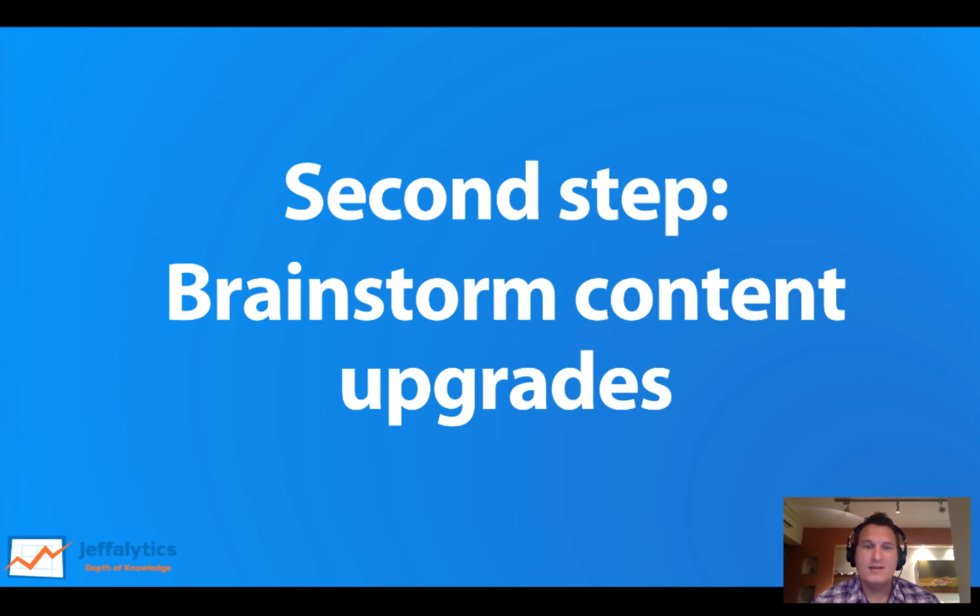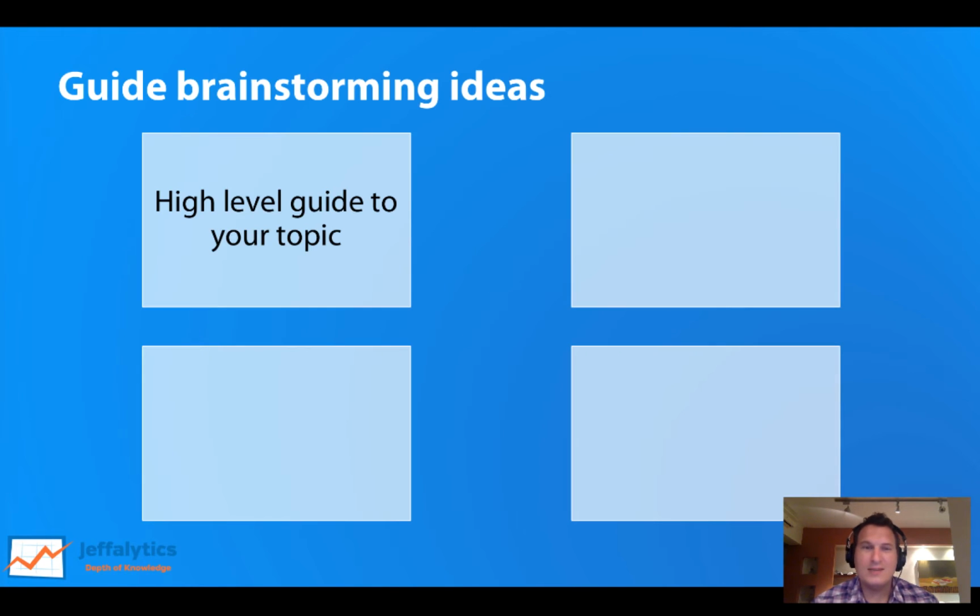Second step is we're going to brainstorm some content upgrades. So here's some ideas for how you can brainstorm your content. You can provide a high-level guide to your topic, whatever your topic is. So if you're talking about a specific thing with a platform, if I was talking specifically about a technique in Google Analytics, I might provide a high-level guide about analytics in general, and that's actually what we're going to be doing here.